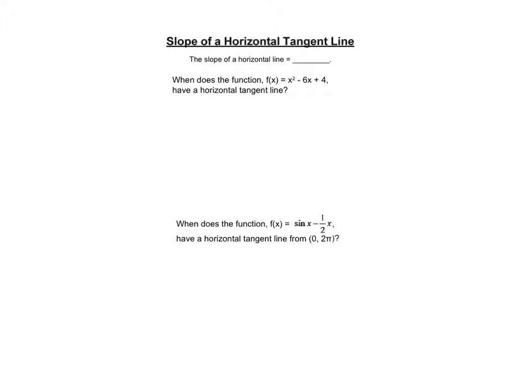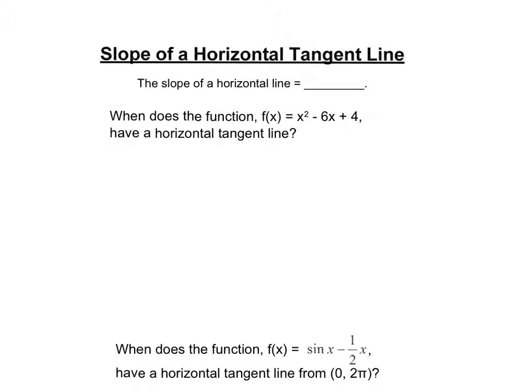The slope of a horizontal tangent line, as we know, is going to be, that's right, it's 0. If you think about a horizontal line, the slope is always 0, okay? When does the function have a horizontal tangent line? So what that means is we need to figure out the slope of this line first and then see if it has a slope of 0, okay?